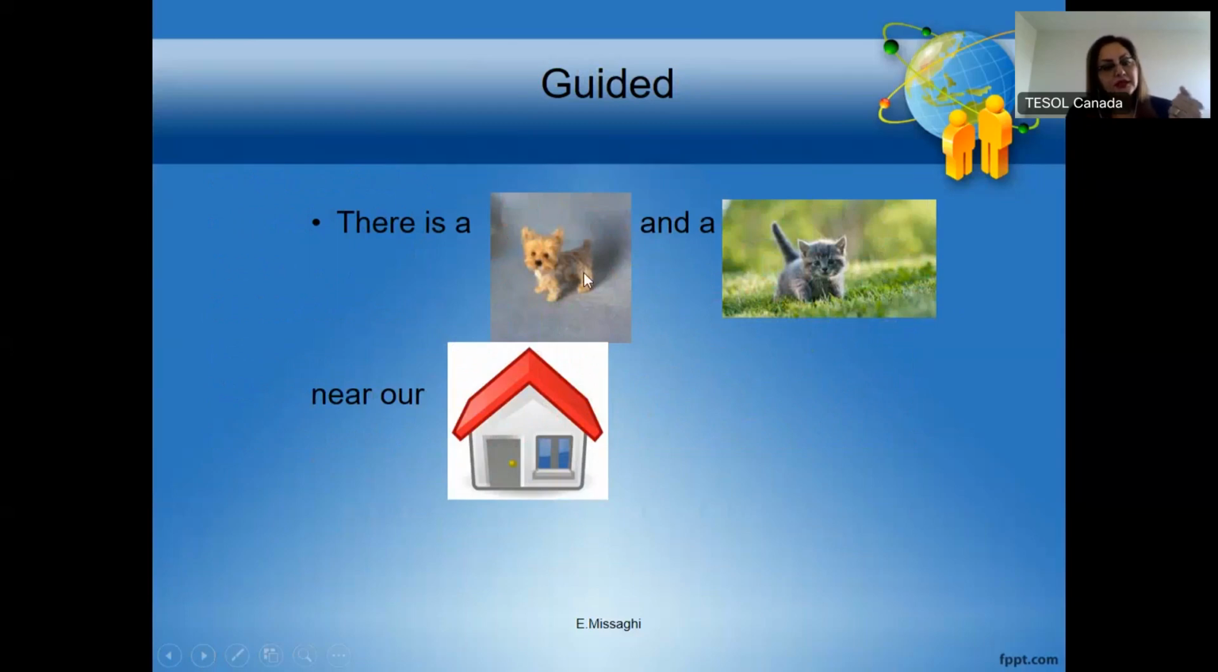Or this one, reading with pictures. There is, on the right, a small dog, puppy or dog, and a kitten or small cat or a cat near our house or home. That's fine. And full stop. So you say read it and write the words. It could be homework. It could be part of a post-teaching activity to get the production.